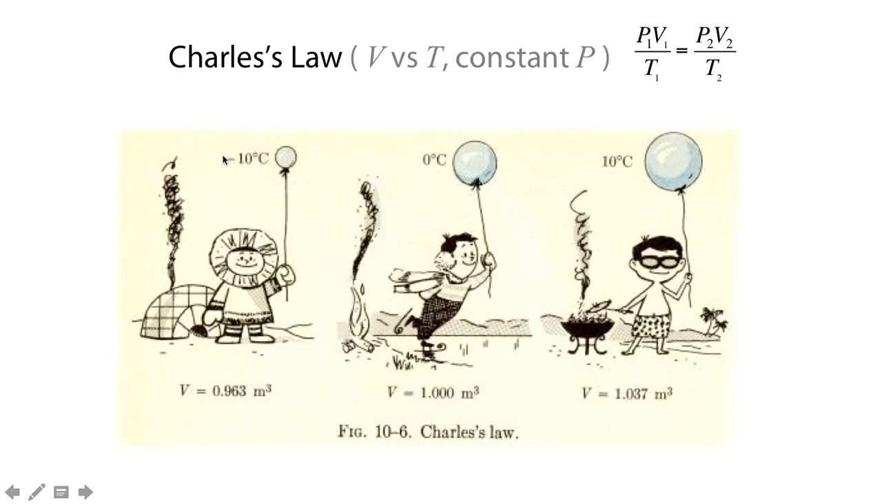I do like this diagram. Minus 10, Eskimo. 0 degrees, person taking their life into their hands by trying to skate on very thin ice, and 10 degrees having a barbecue. Yeah, nice weather for a barbecue.